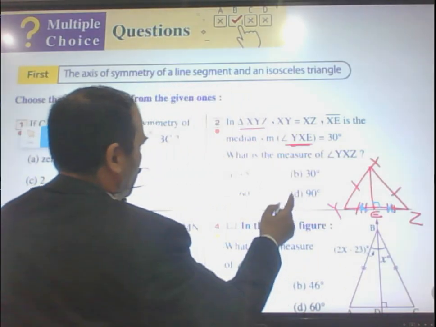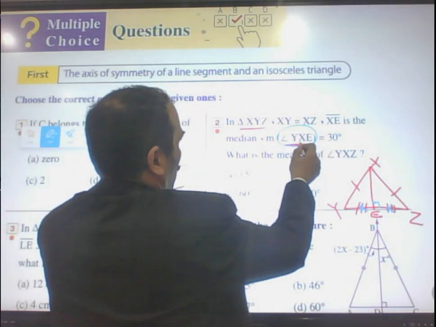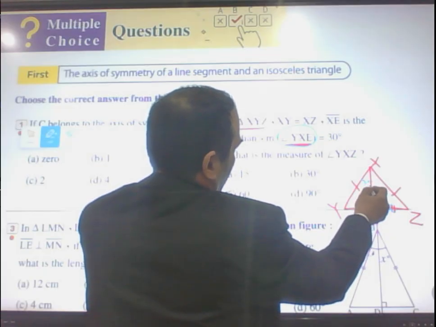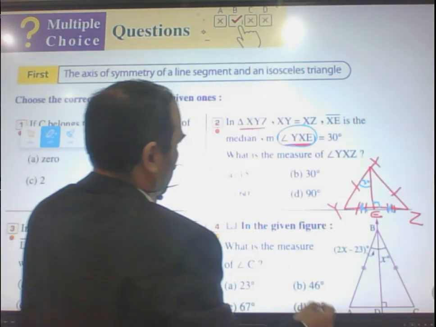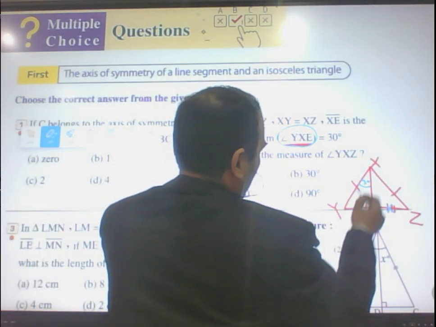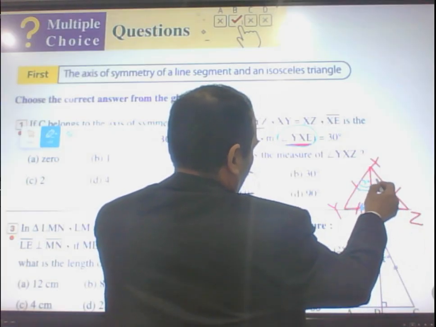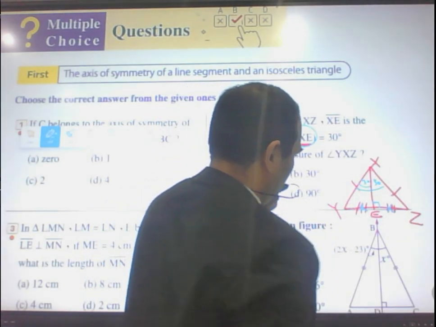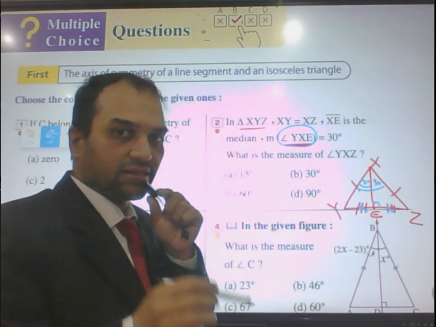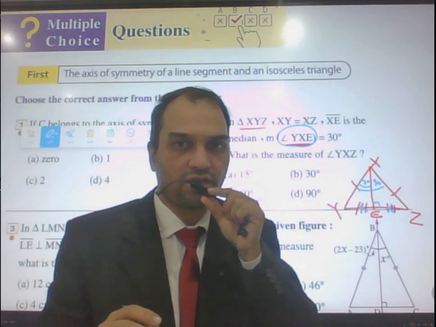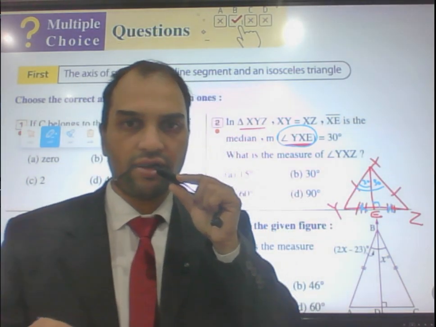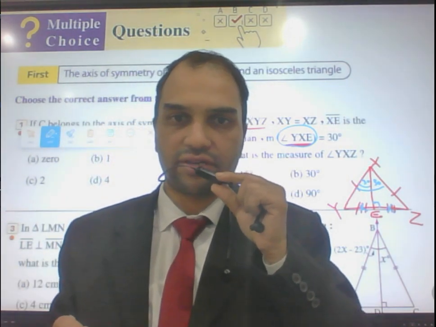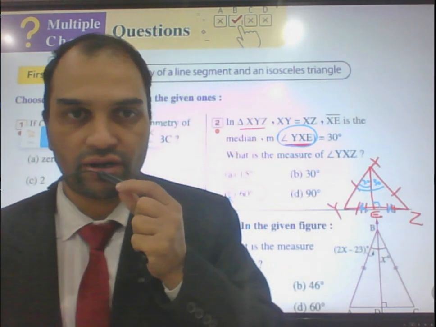He gives me this information here. The measure of angle YXE is 30 degrees. This angle is 30. We want to find the measure of angle YXZ. YXZ will be 30 plus 30 equals 60, because the axis of symmetry XE bisects the vertex and is also perpendicular to the base. Okay. Bisect the vertex, 30 plus 30 equals 60. Then the measure of angle X equals 60 degrees.